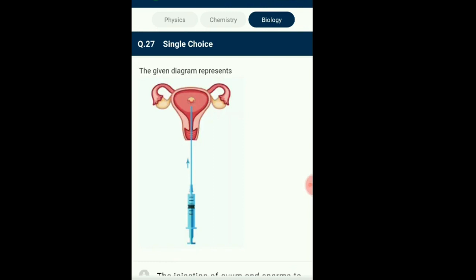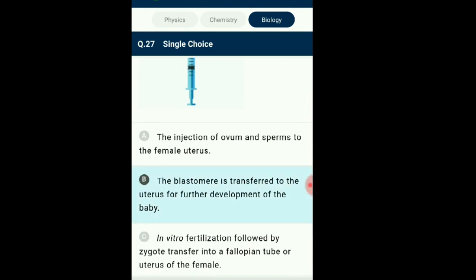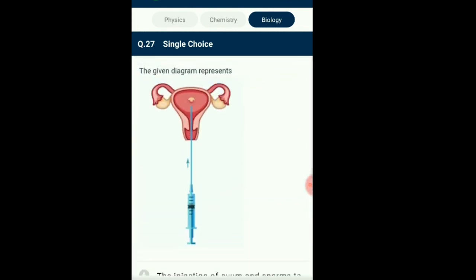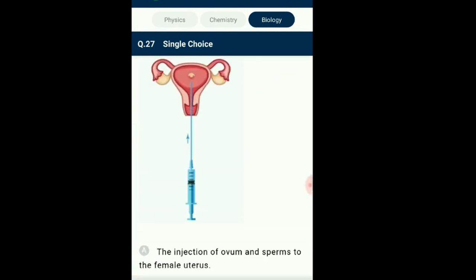Question number 27. The given diagram represents... In the test tube baby program, an ovum is collected from the wife or donor female, and sperm are collected from the husband or donor male, and are induced to form a zygote under stimulated conditions in the laboratory and transferred into the uterus for further development. So the answer is option B. The given diagram represents the blastomere transfer to the uterus for the further development of the baby. So the correctly matching option is B.